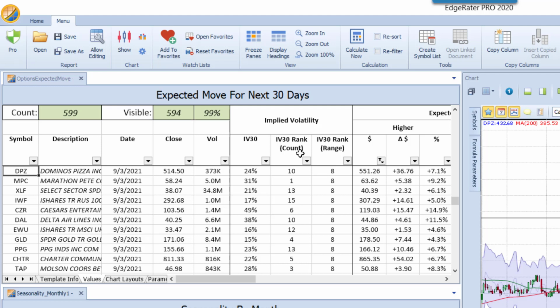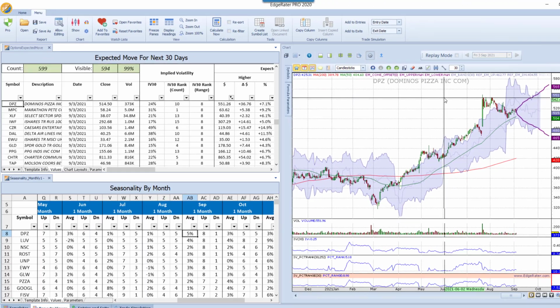on number of days. And then you have implied volatility rank based on range, and that is then taking the high and the low range over the last year and saying where are you in respect to that range. So you're currently quite low on both of those. So Domino's Pizza is in an interesting situation.